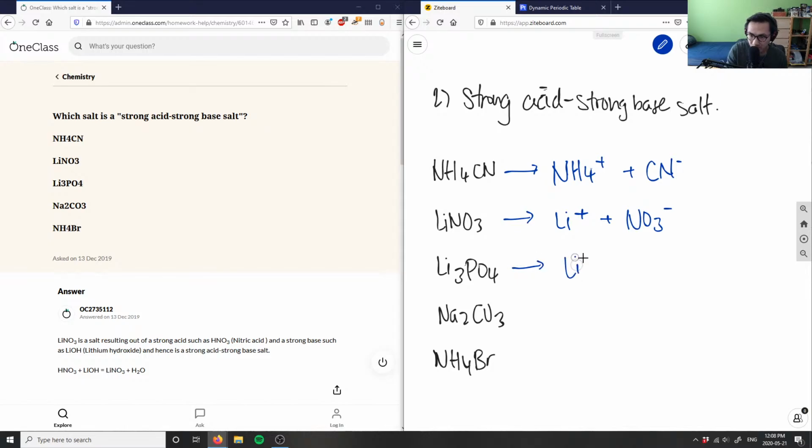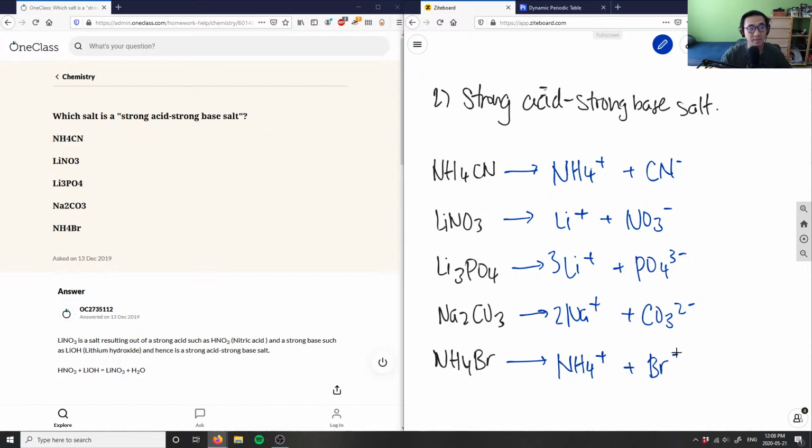This guy here is Li plus PO4 minus. Guys, Na plus CO3 2 minus, and I'm going to balance these guys as well. Let me write these out. That's a 3. And these are balanced. That's good. I have NH4 plus and Br minus.